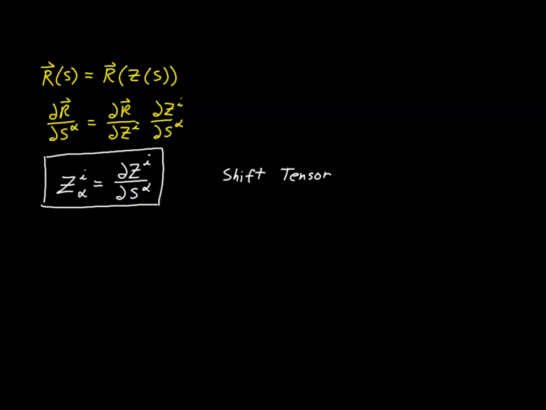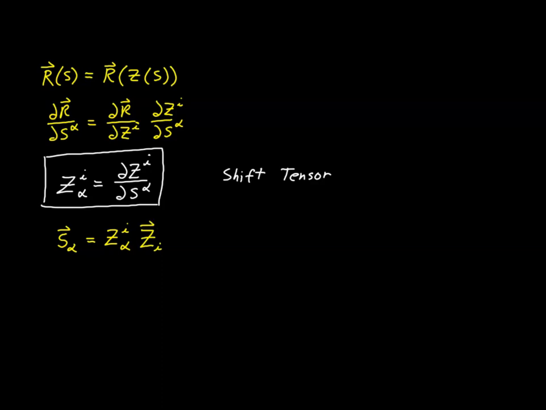Okay, well, given this definition, we can now rewrite our expression here. We know that the first term is simply our surface covariant basis vector. And then we'll write the shift tensor next, which is just z^i_alpha, and follow it with this last term, which is our ambient covariant basis vector, like this.